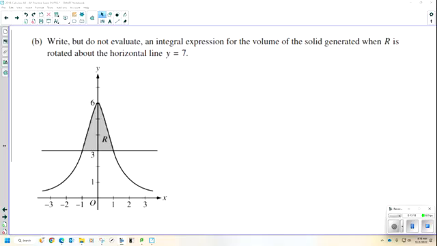Every time you get a question like 4b, you should be so thankful. It says, write, but do not evaluate an integral expression for the volume of the solid generated by R when R is rotated about the horizontal line y equals 7. Write, but do not evaluate. You got to set up an expression to solve it, but then you don't have to solve it. That saves you so much work. So really, this is testing you on how you know how to set up a problem to solve, obviously.